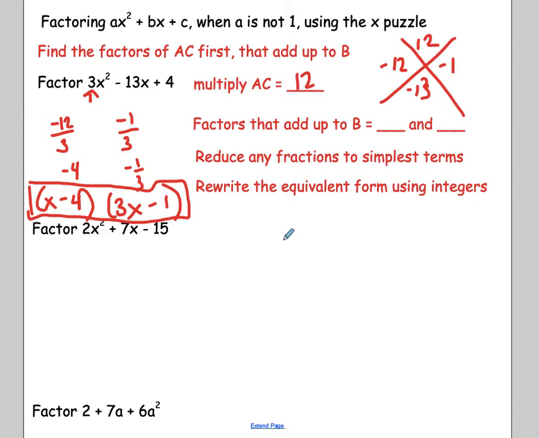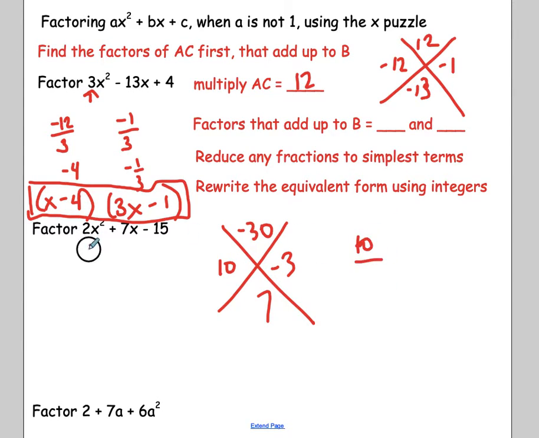All right, so 2x squared plus 7x minus 15. I'm going to do my x puzzle. 2 times negative 15 is negative 30. Factors of negative 30 that add up to 7: I'm thinking 10 and 3. I want the product to be negative 30, so one of them has to be negative and they add up to 7, so that's minus 3. Then I take my 10 and divide it by the value of a, which is 2, and that becomes 5 when I reduce it.